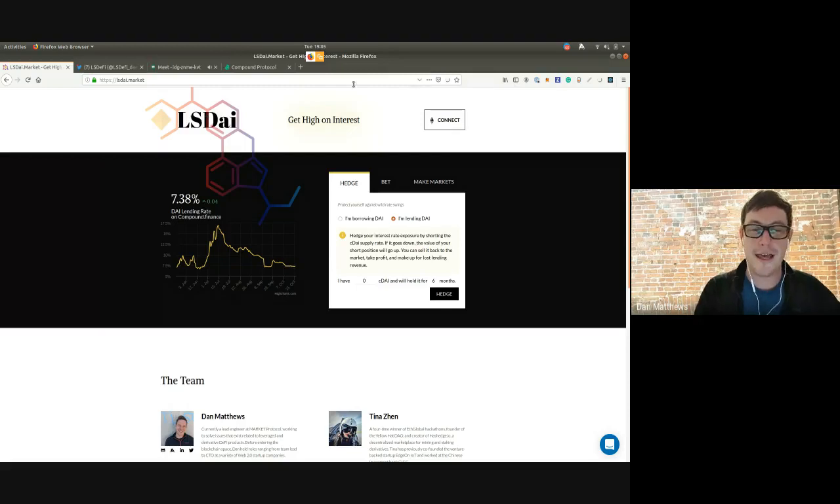Nice. So LSDai is essentially a way to hedge or bet on the CDAI lending or supply rate. So we can see that we start off with a graph of the rate over time. The premise is that this rate is very volatile, and if you want to make money lending your DAI, or you want to make sure that you don't spend a ton of money when you're borrowing, you need a way to protect yourself against that. So that's what we designed LSDai.market to do, and we've created two tokens through a Market Protocol contract called short D and long D, which gain value depending on whether the rate drops in the case of short or rises in the case of long.